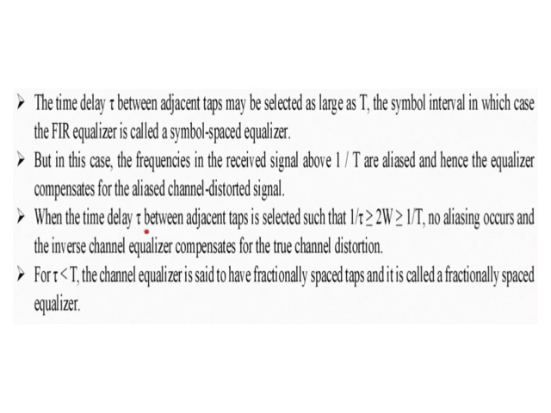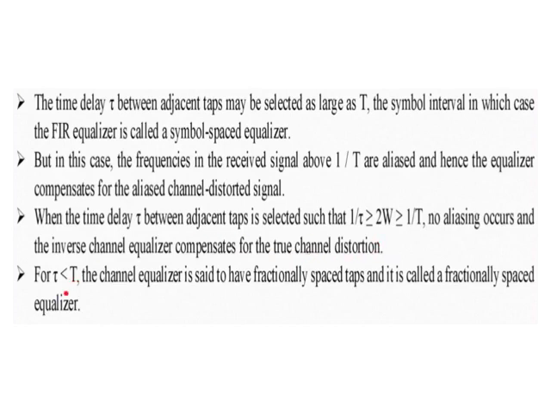Now, when the time delay tau between the adjacent taps is selected in the range 2W greater than or equal to 1 by tau greater than or equal to 1 by T, aliasing will not occur. And the inverse channel equalizer compensates only for the true channel distortion.